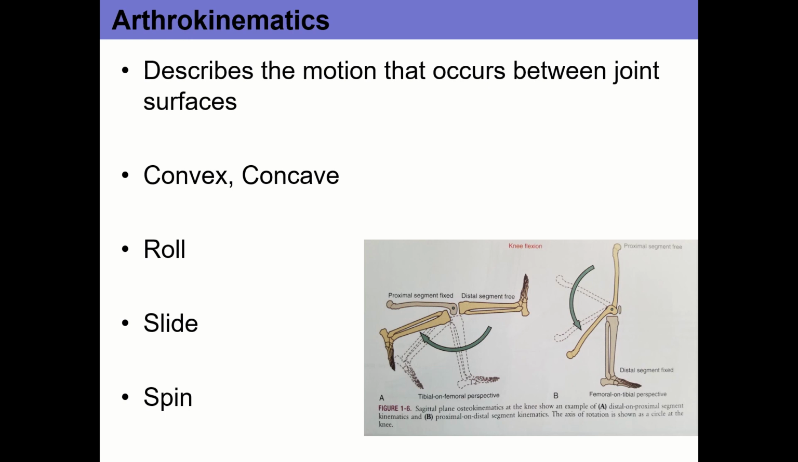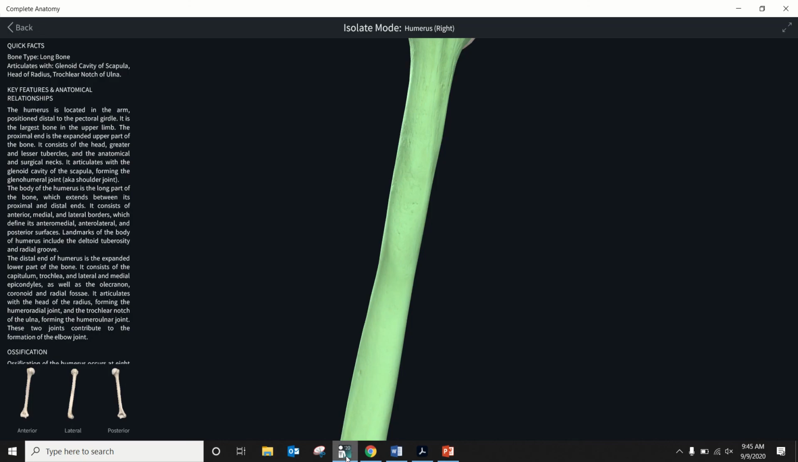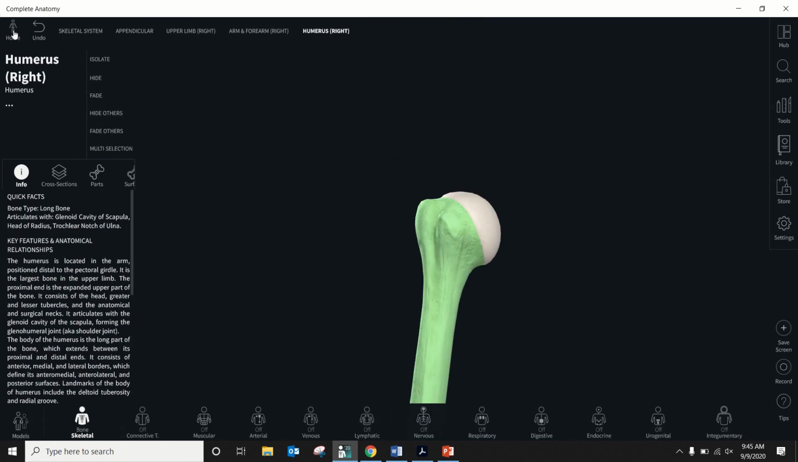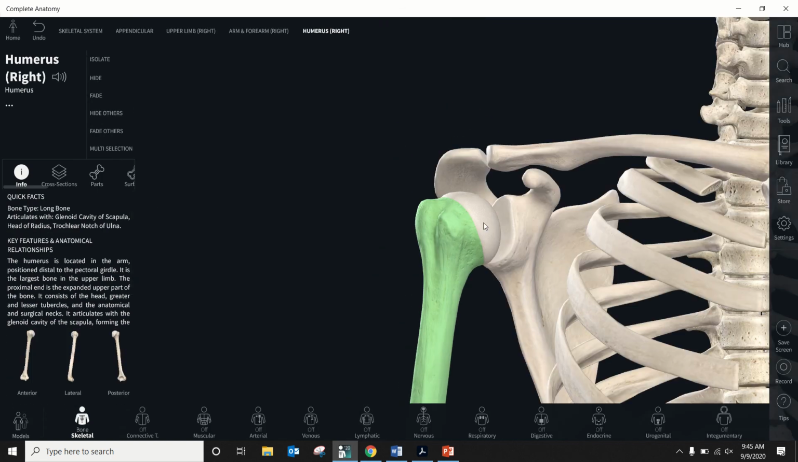So typically with joints, there are a combination of concave and convex surfaces. A concave surface is one that curves in, right? It makes a cave. As opposed to a convex surface, which is one that curves out. It protrudes out. So if we're thinking about this in the context of the glenohumeral joint, let me go back to my main body. All right, so the humeral head is our convex surface that curves out. The glenoid cavity is our concave surface.